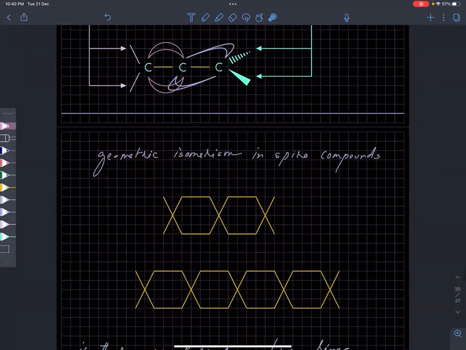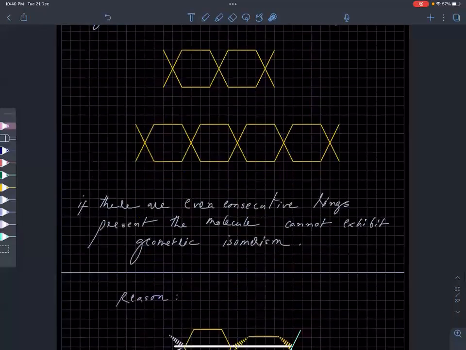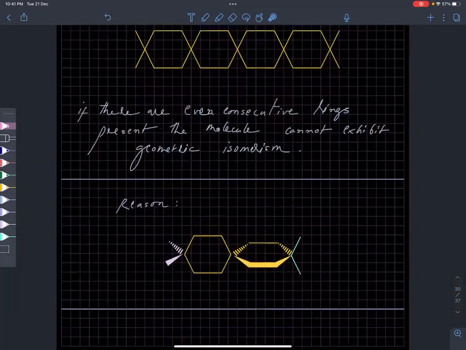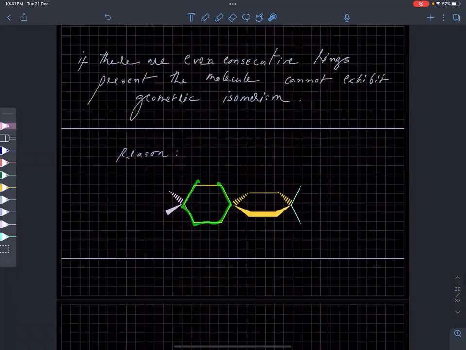Same thing for spiro compounds with rings. So if you have an even number of these things, double bonds or rings, two rings, four rings, these cannot exhibit geometric isomerism because one ring will be like this, another ring will be like this.